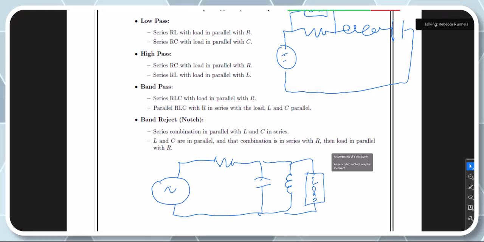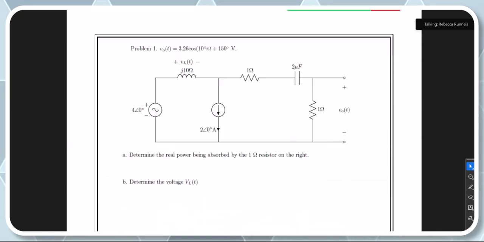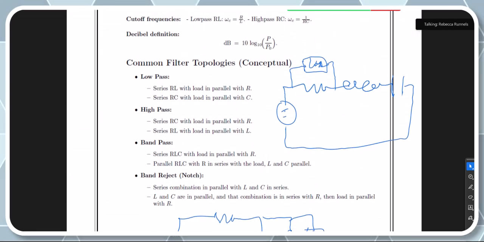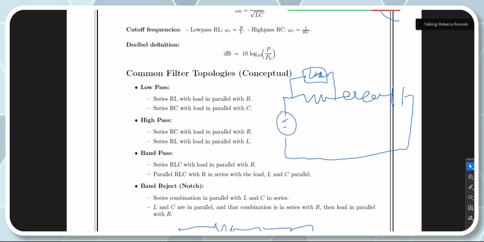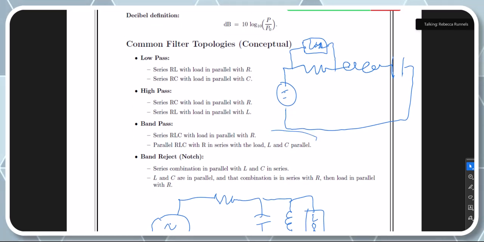Yes, I'm just interpreting. I wrote the words, so if you're interpreting these words wrong, it's my writing that's not correct. Did I not change it on here? I meant for it to be in parallel with the LC. I meant for these three things to be in parallel. Okay. And then the resistor's in series.